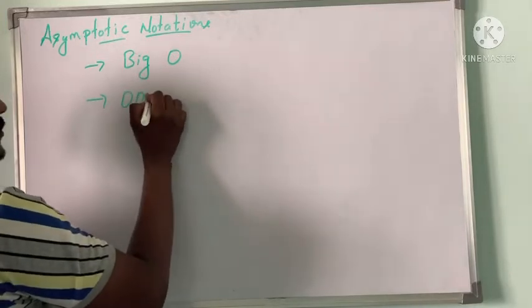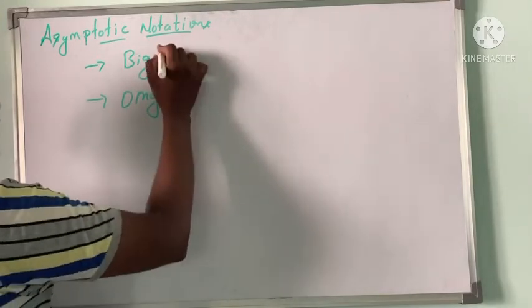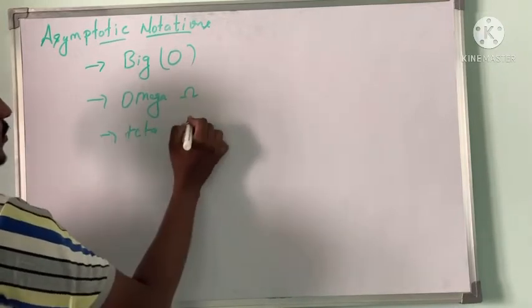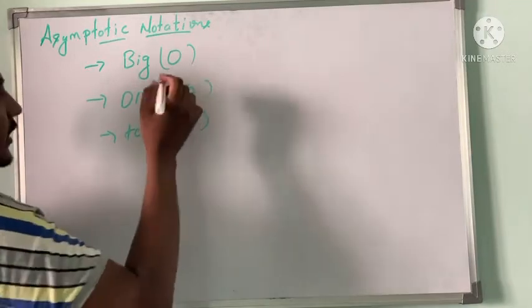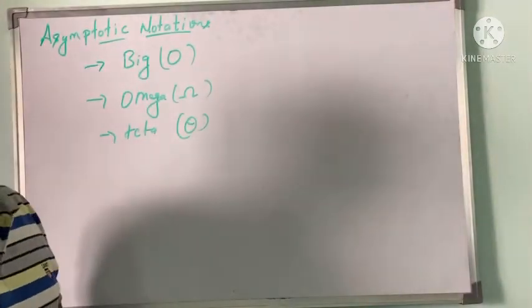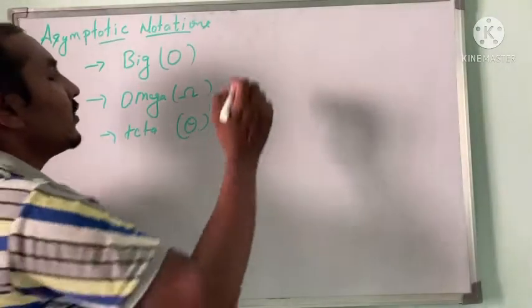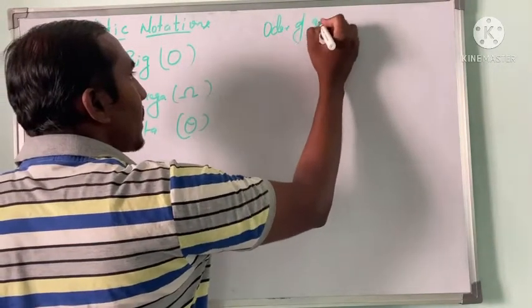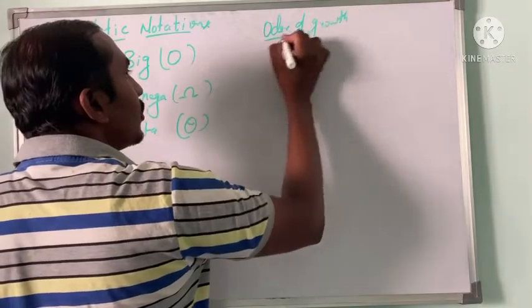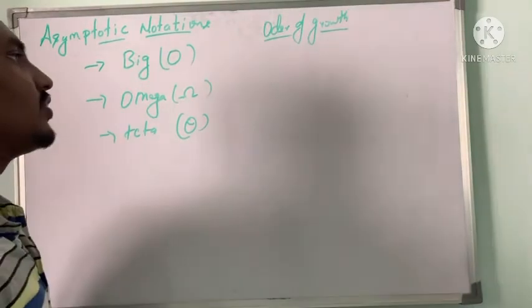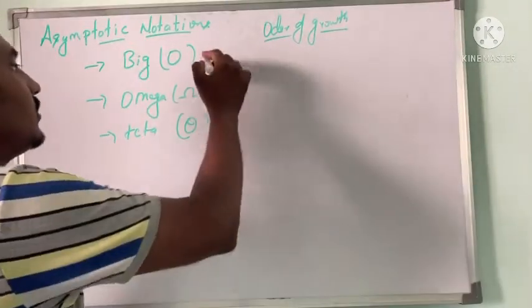omega notation, and theta notation. So these are the three types of notations that we have for analyzing the efficiency of an algorithm. Now, in this concept, we will also understand what order of growth is. By using this concept, we are going to identify the efficiency of an algorithm by using these three notations.